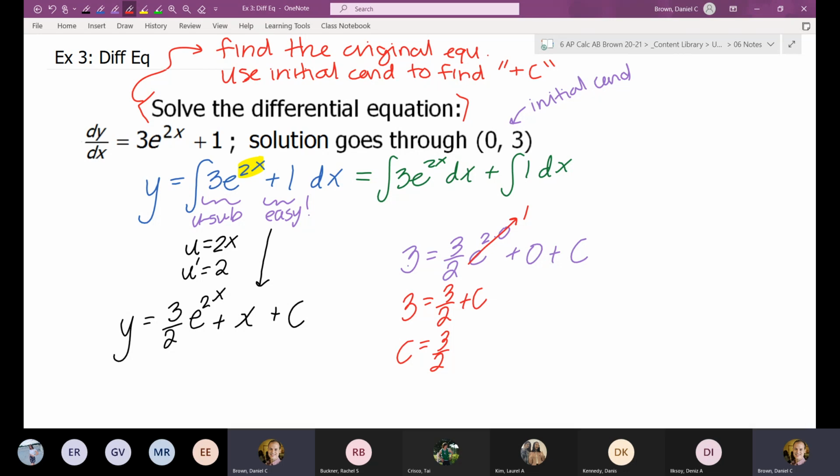A mistake some people make is they stop there. They're like, oh, I solved it, I have something that's equal to a number. If you want to be careful, solving a differential equation means your answer is an actual equation itself. Your final answer would be the original y with that c value plugged in. And so this would be my final answer.